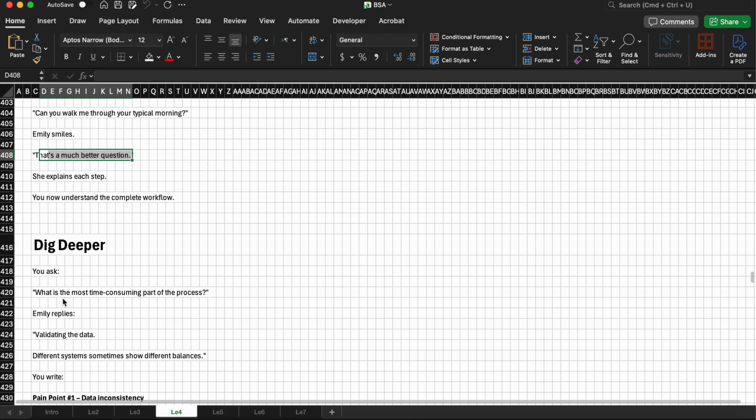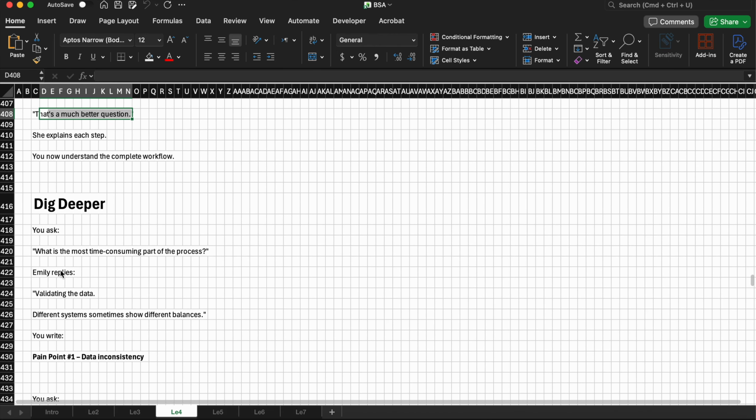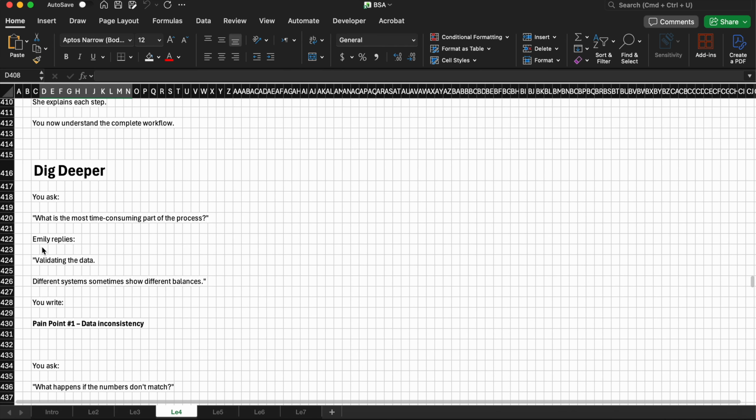Now you ask a more detailed question. What is the most time consuming part of the process? Emily replies, validating the data. Data, you understand, right? Data is nothing but a piece of information. Different systems sometimes show different balances. Yesterday we talked about the different systems, right? So you write pain point number one, data inconsistency.